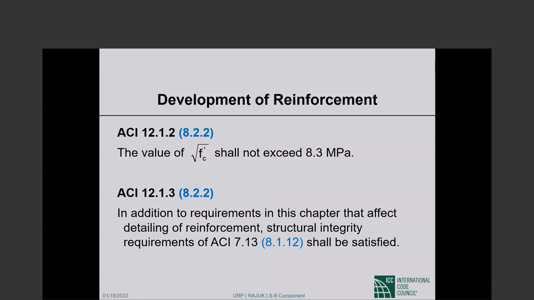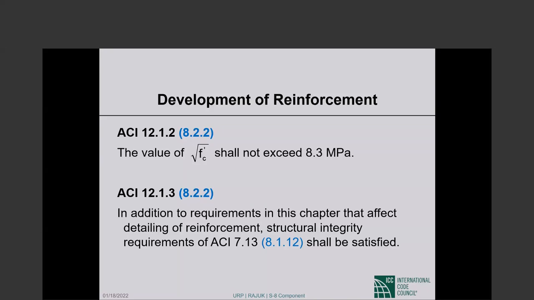In the case of shear, there was an exemption. If you use higher strength shear reinforcement, then the limit doesn't apply. In the case of bond and development length, there is no such exception. So this is an absolute limit. In bond or development length calculations, square root of f sub c prime is limited to 8.3 megapascals.